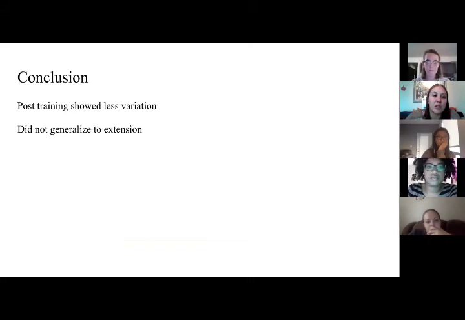In conclusion, post-training showed less variation for some participants. We concluded that there is a functional relationship for participant 1 and participant 4 because their data in baseline was more variable, and after the training, there was less variability and their data was more stable. We did find, however, that portion estimation did not generalize to extension. Extension showed greater variability. We also concluded that our study showed low external validity because it did not reproduce similar results under different conditions, such as using different foods and possibly different settings, since we were all in different locations.